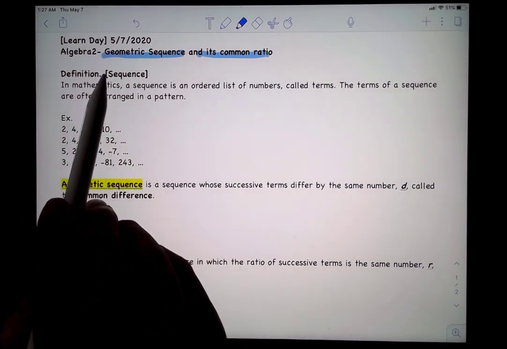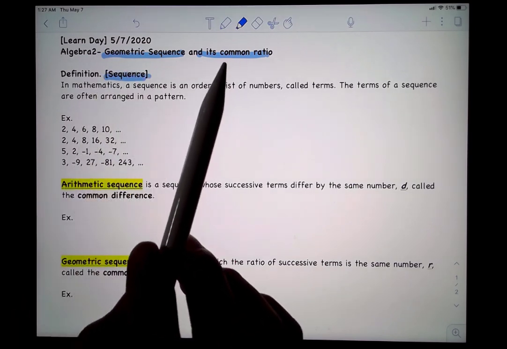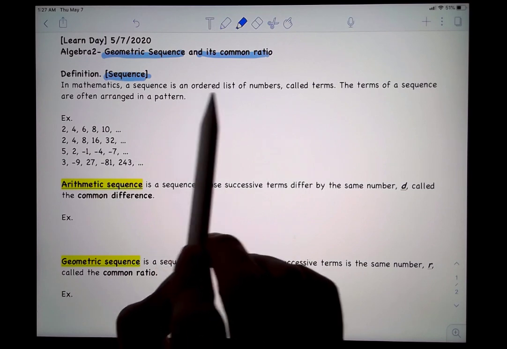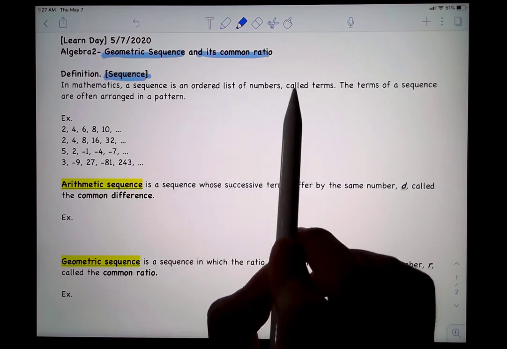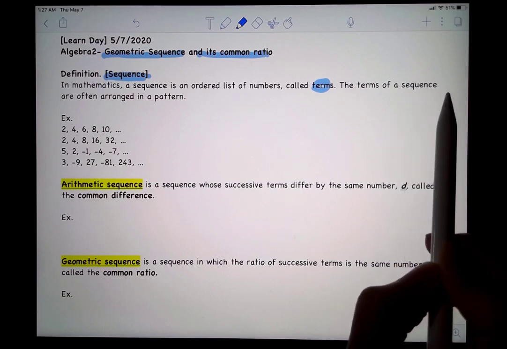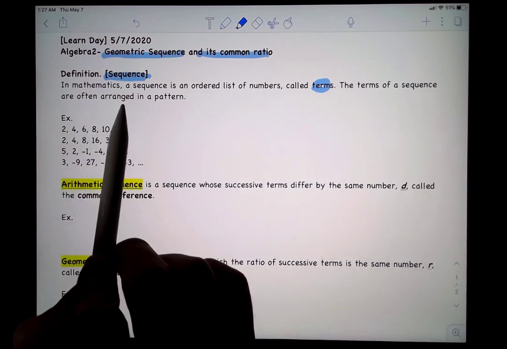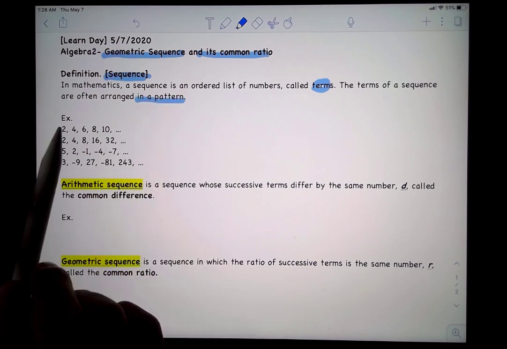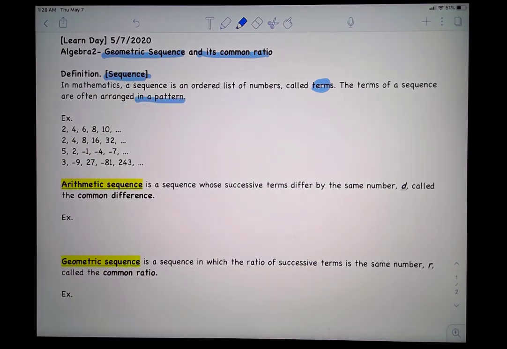So sequence. What is a sequence, right? In mathematics, a sequence is an ordered list of numbers called terms. The terms of a sequence are often arranged in a pattern. So you will see a pattern. Here's an example: if you have any patterned list of numbers, then we can say that's a sequence.